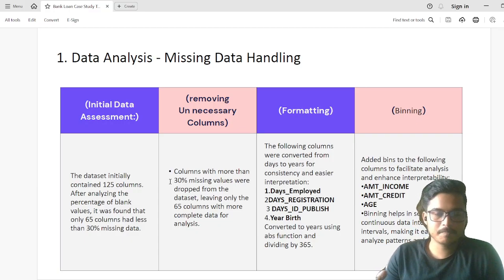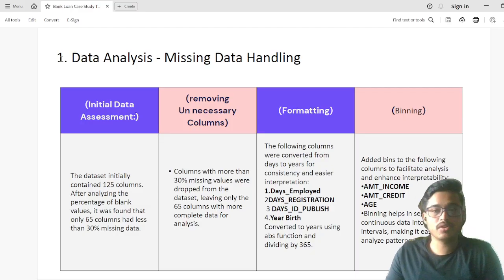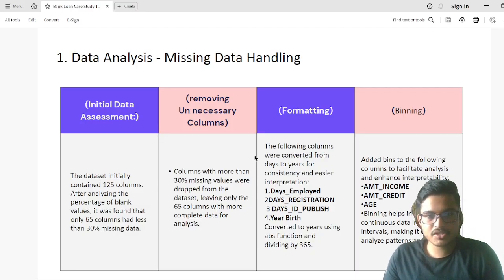After that, we formatted the following columns. We converted them from days to years for consistency and easier interpretation, like days employed, days registration, days in published, year and birth, year birth. Already explained these ones: converted to years using the ABS function and divided by 365. Then we also binned the columns to facilitate analysis and enhance interpretability, like income.